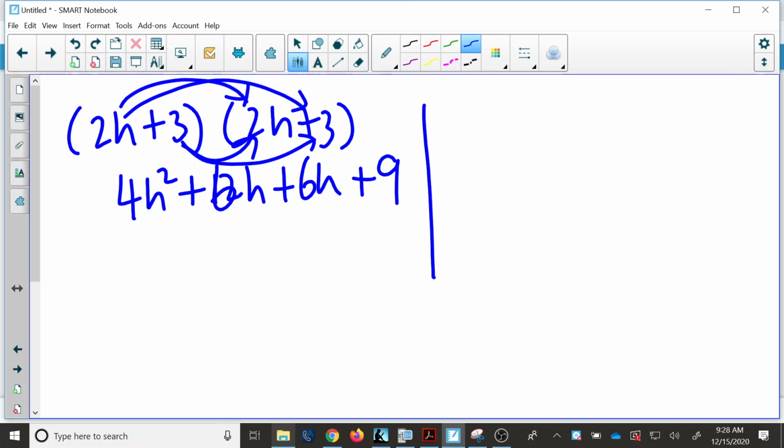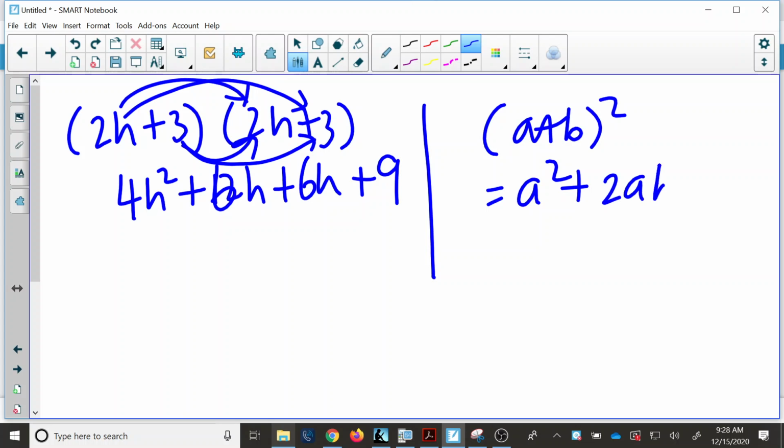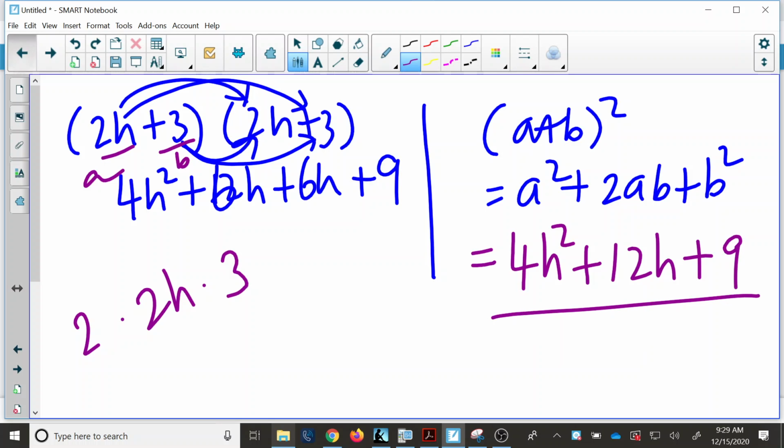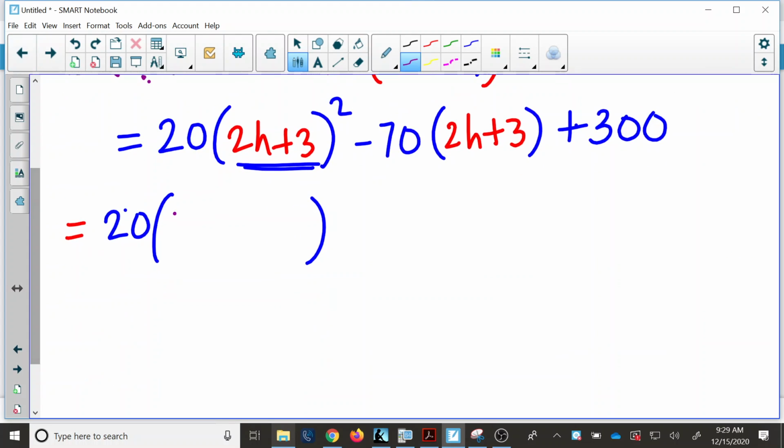Or else I can use the formula a plus b squared equals a squared plus 2ab plus b squared, where my a is 2h and b is 3. So a squared is going to be 4h squared because 2 squared is 4, plus 2ab, 2 times a times b, 12h, plus b squared is 9. So I can use any of these things. So 4h squared plus 12h plus 9 minus, I can distribute this.